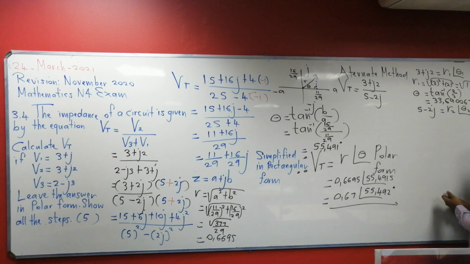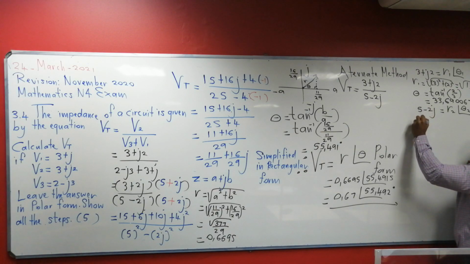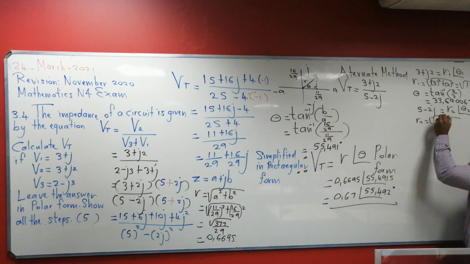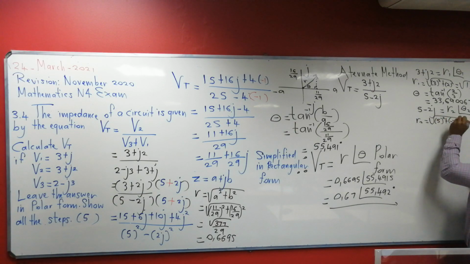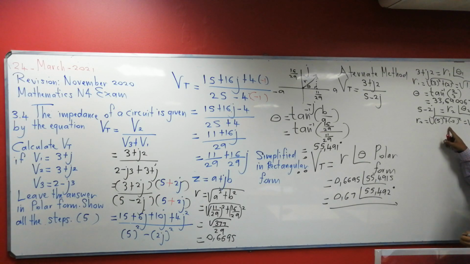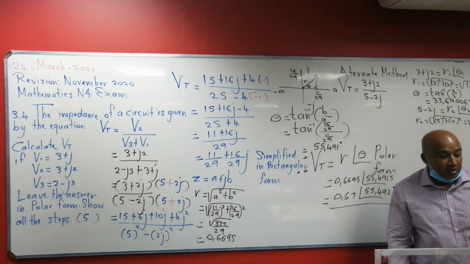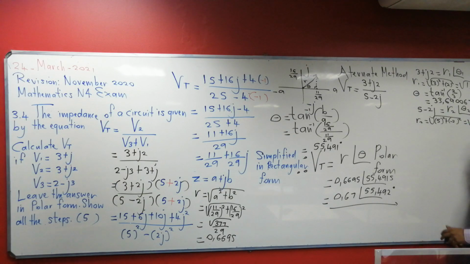So here, your r2 is equal to the square root of 5 squared plus minus 2 all squared. That is 25. Minus 2 squared is 4, so that will be the square root of 29. Alright, you can always confirm this with the calculator.